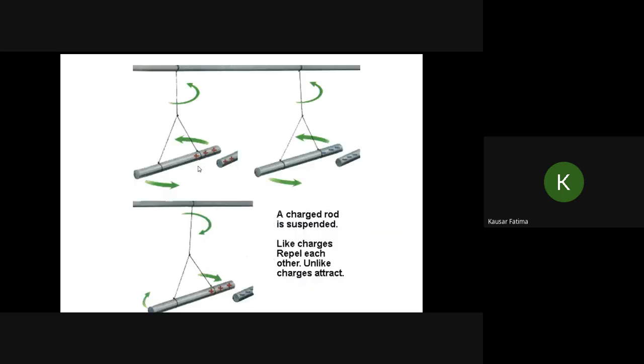Here there is a diagram again which shows attraction and repulsion. Two positively charged rods, when they are brought close to each other, the one which is hanging, which means free to move, will move away from this. In the same way, two negatively charged rods also will repel each other. But unlike charges, positive and negative, will attract each other.